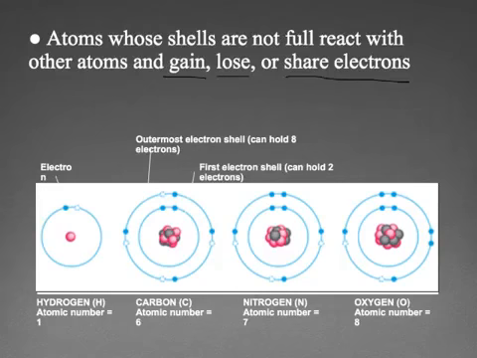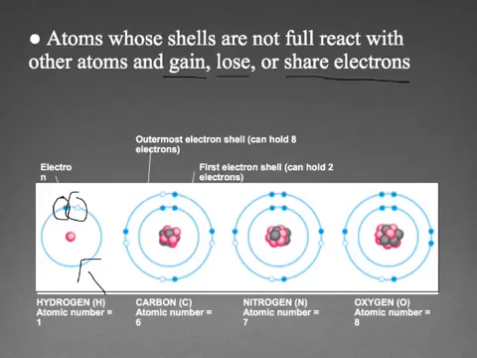Something like hydrogen, right here, it only has 1 electron, as indicated by this blue dot in its outer shell. Remember, hydrogen is an exception, so it wants to get to 2 to be stable. So what it's going to do is it's going to either take an electron from another atom to get its second, or it might even give its electron away.